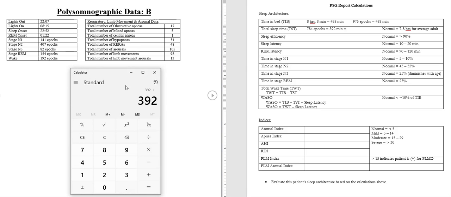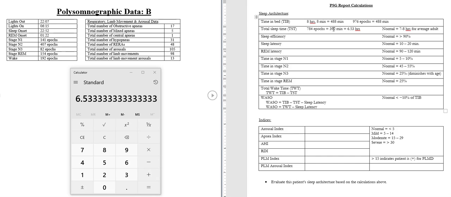I'm going to further convert this to hours because we'll need that total sleep time in hours when we do all of our indice calculations. So to convert minutes into hours, we divide by 60, and that is going to be 6.53 hours.